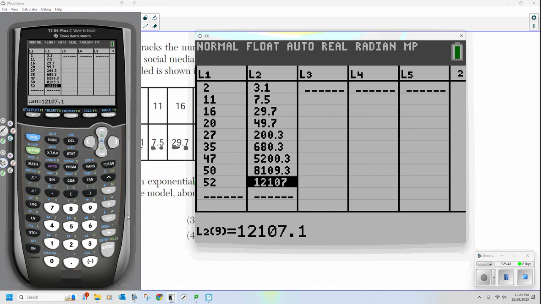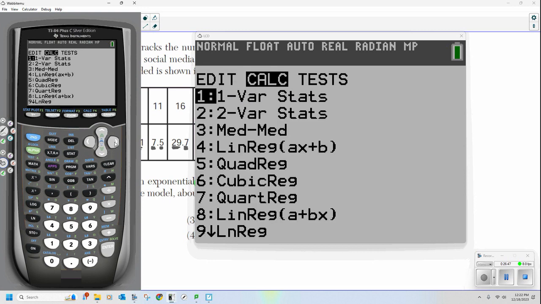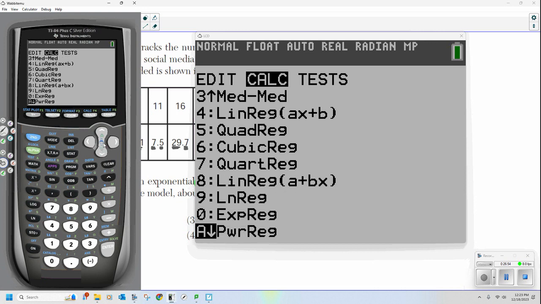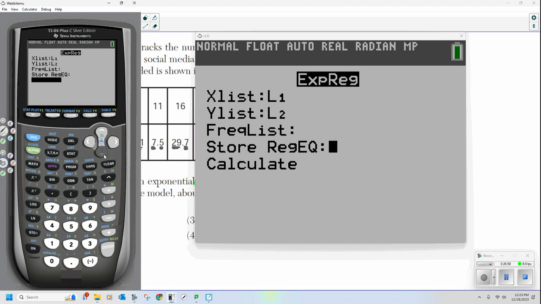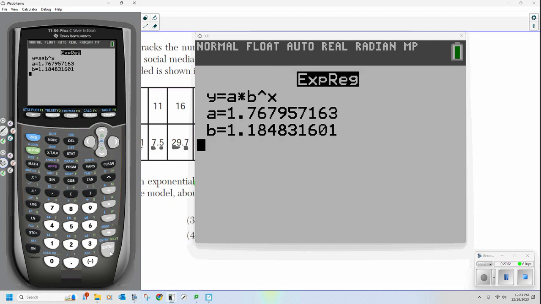That's good. Now I go back to Stat, and I want it to calculate an exponential regression, which means I go down until I see exponential regression, right there, choice 0. I hit Enter, and I go to Calculate and hit Enter. This is only part of what I need. So let's go 3 decimal places out.